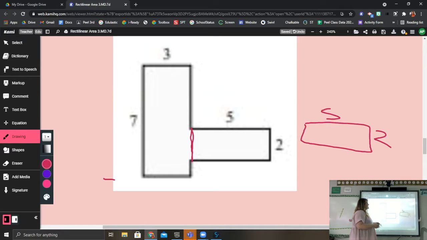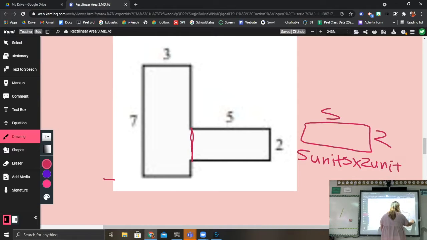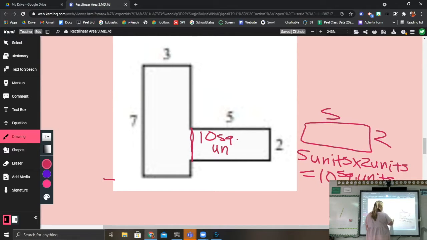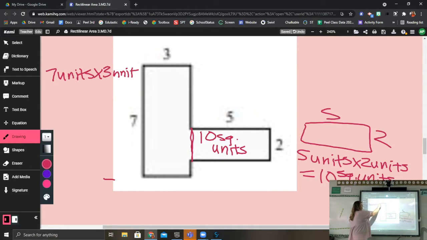Well, 5 units times 2 units equals, what is it going to equal? 5 units times 2 units equals 10 square units. The only difference is that's not our final answer. It's just going to go right here. It's just this rectangle. 10 square units. We now have to find this other rectangle as well. So we have 7 units times 3 units. And when we multiply those together, we get 21 square units. And I'm going to put that right here.